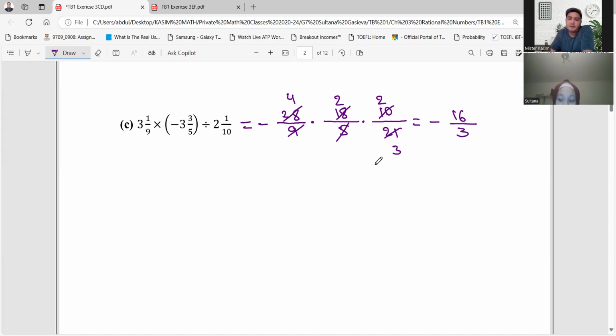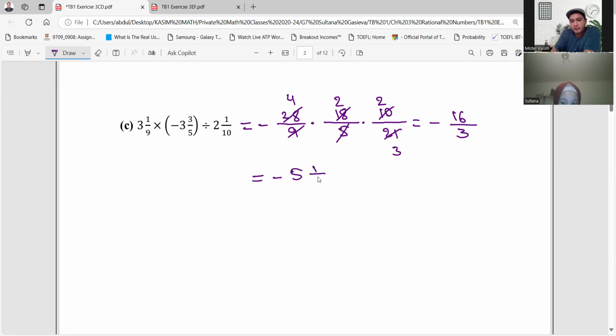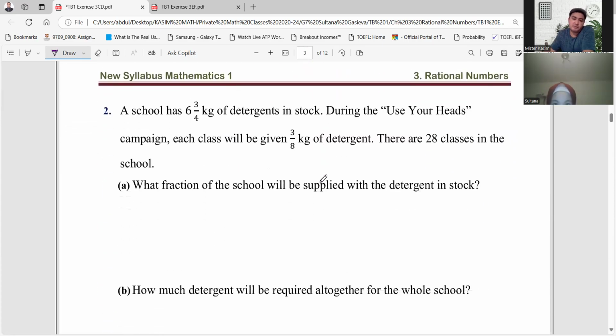I also did, like, there's also a different form. Could it also be negative 5 and 1 over 3? Yes, of course. In the fraction form, it is negative 5 and 1/3, right? Okay, this one is actually the better answer. Always write the mixed number.